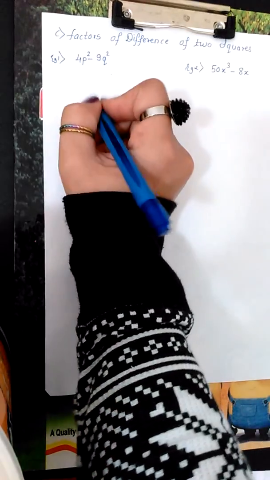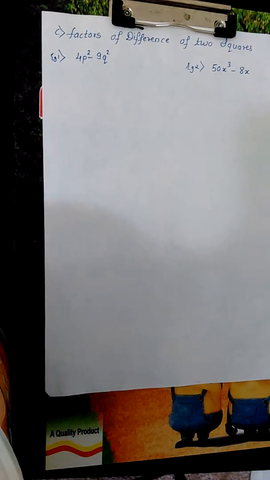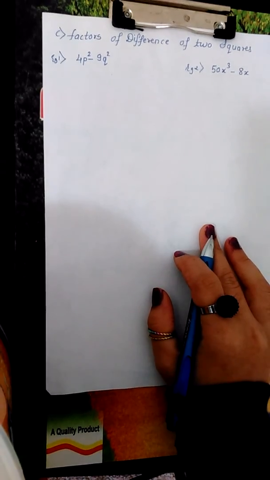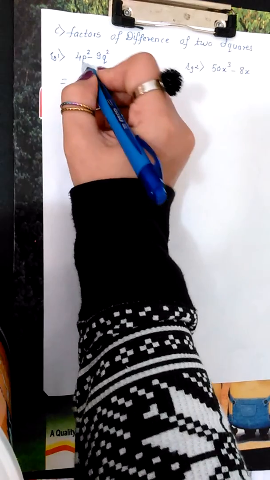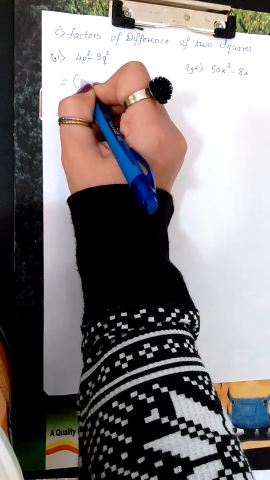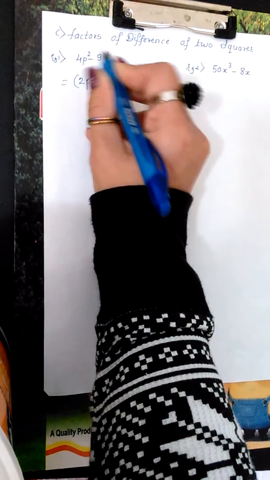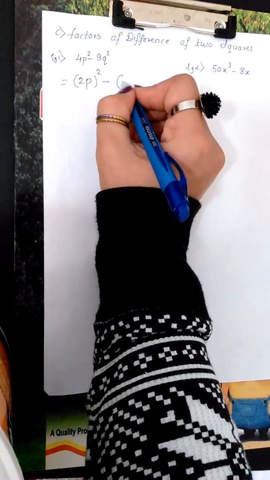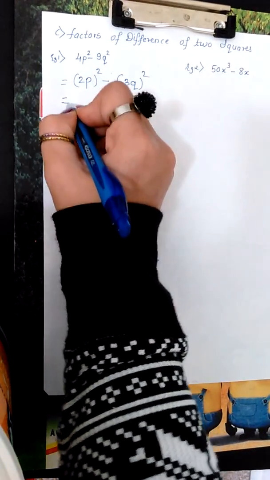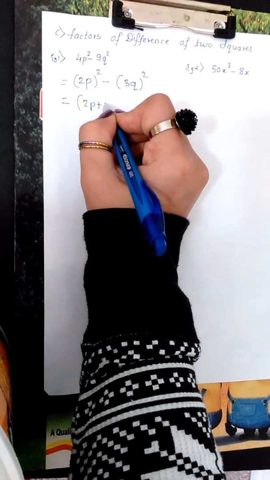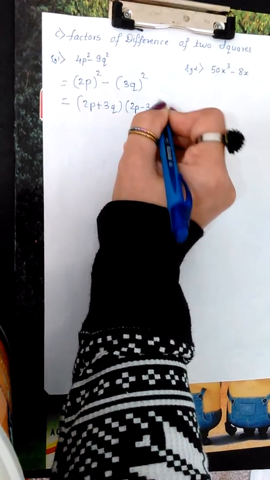So I have the first example here. The example is 4p square minus 9q square. So what I'm going to do is write it as 2p whole square minus 3q whole square, since the square root of 9 is 3q. So that will be 2p plus 3q and 2p minus 3q.